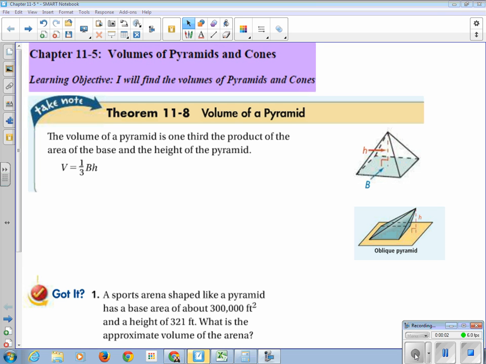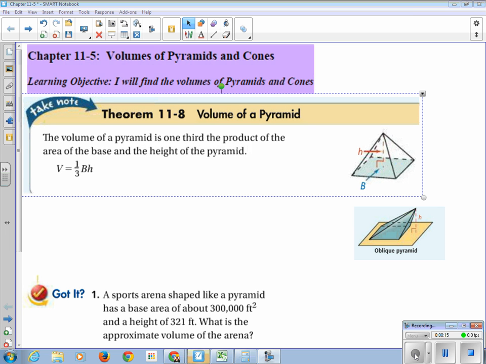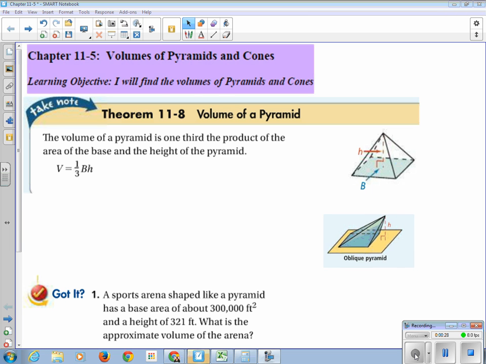All right, so this is chapter 11-5, volumes of pyramids and cones. The learning objective is that I would find the volume of pyramids and cones. The volume of a pyramid is 1/3 the area of the base times the height. And it's the perpendicular height, the altitude height, not the slant. That follows true for oblique pyramids. It has the same formula, but look, the height is from the peak to whatever point perpendicular to the peak.